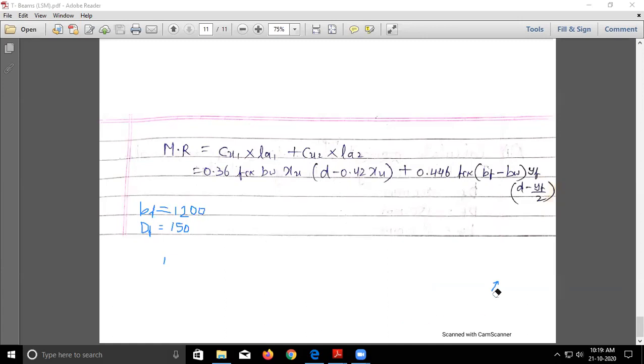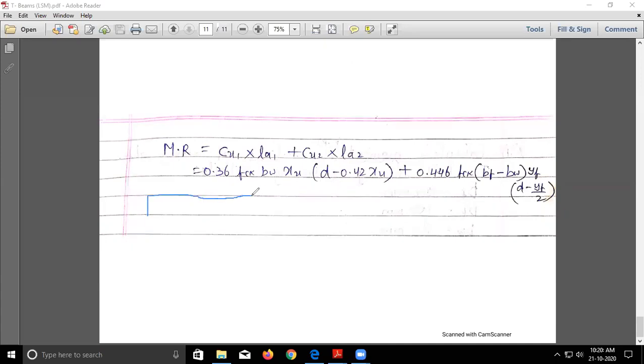Effective depth is 600 mm. The section is reinforced with 3 bars of 20 dia. Consider M20 and Fe415. That is the question. Yes, everyone got the question.